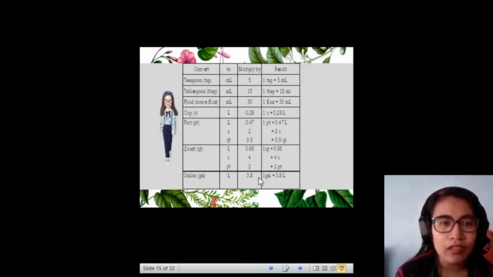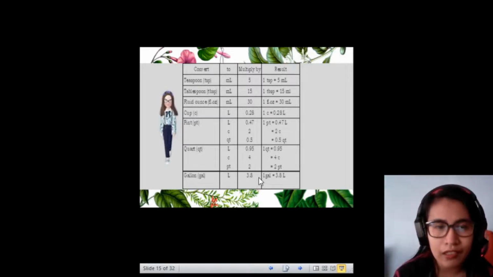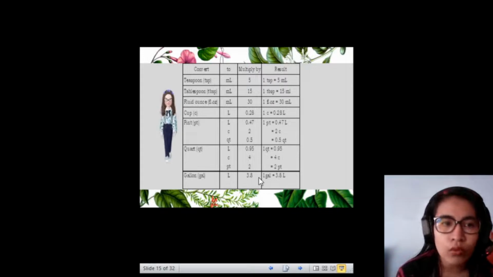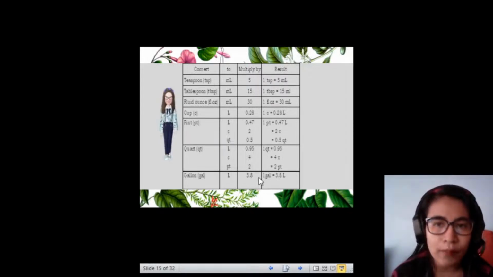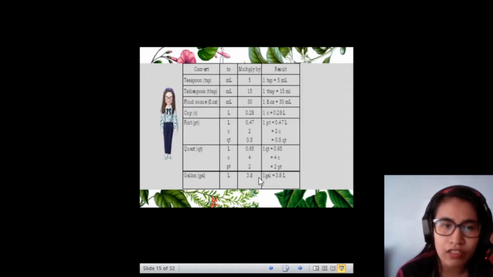And the quart can be converted to liter, cup, pint. So we have 1 quart is equal to 0.95 liter. 1 quart is equal to 4 cups. 1 quart is equal to 2 pints. And for the gallon, to be converted into liter, 1 gallon is equal to 3.8 liter.